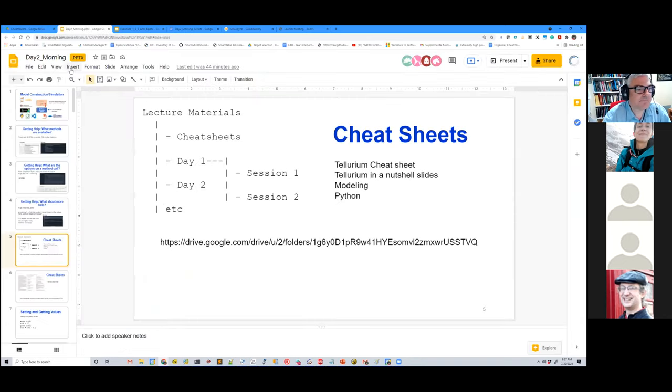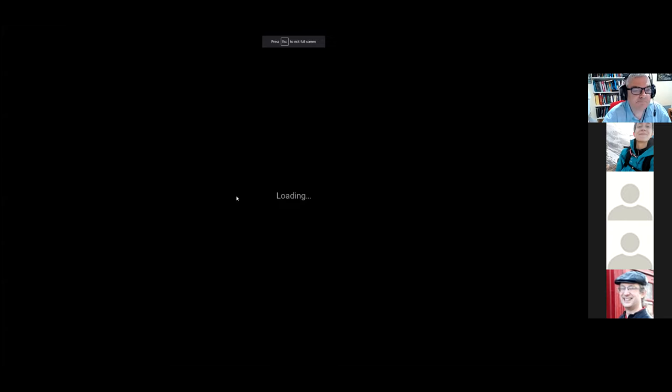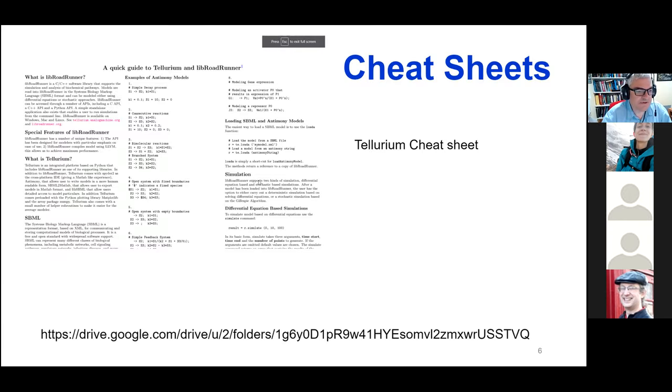So that's one thing. That's just an example of the cheat sheet. Oh my goodness, it's a hard one to say.